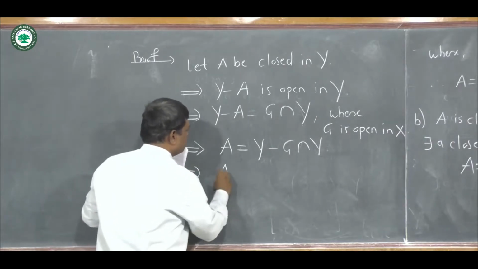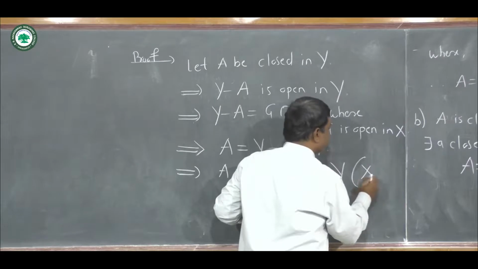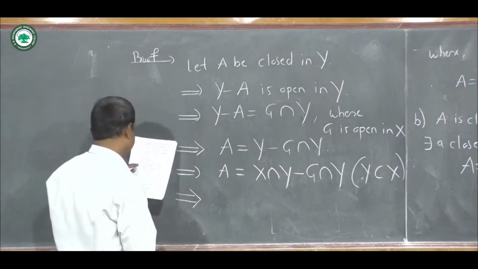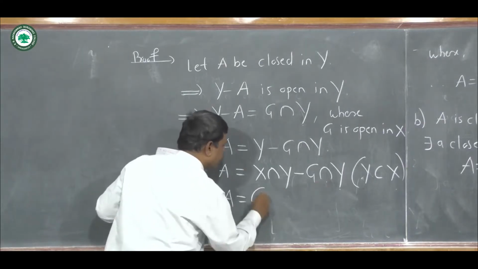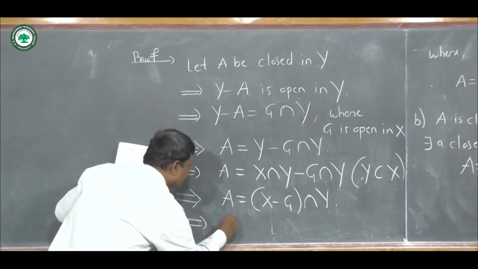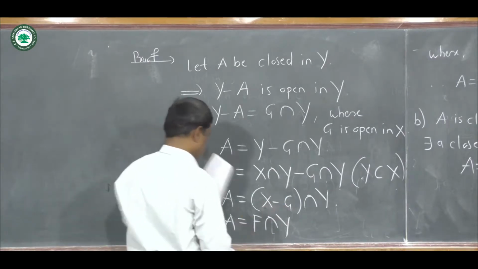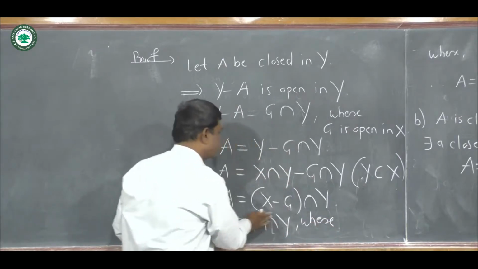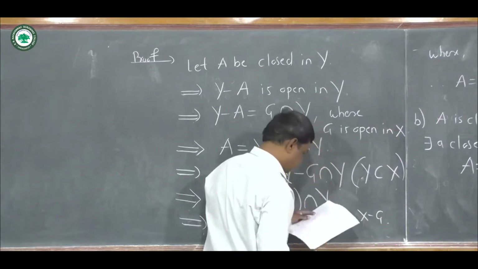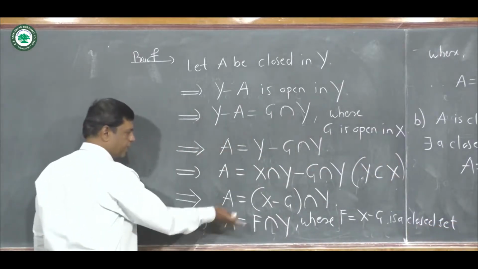So we can write this as X intersection Y, because we know that Y is a subset of X. Therefore X intersection Y is equal to Y. So this implies that A is equal to the complement of G in X intersection with Y. Now this implies that A is equal to F intersection Y, because we know that G is open in X and this is the complement of G in X. Actually the complement of G in X is a closed set, so F is a closed set, where F is equal to the complement of G in X, a closed set in X.